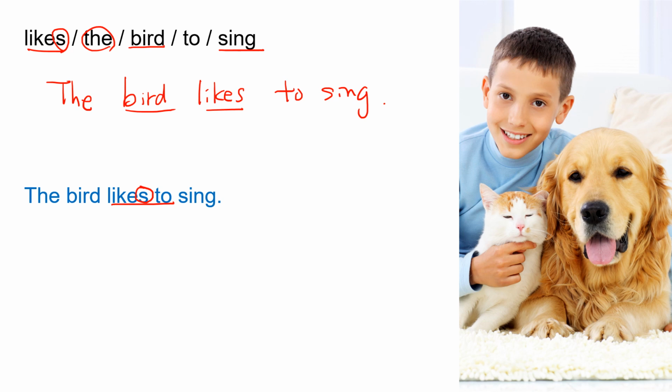S is very important. So we need to pronounce it, like, and likes. And then to. Likes to. So read this together as likes to. The bird likes to sing. If we just say likes to, it's not easy. So put it this way, likes to. If you say likes to, it's going to be easier. The bird likes to sing.